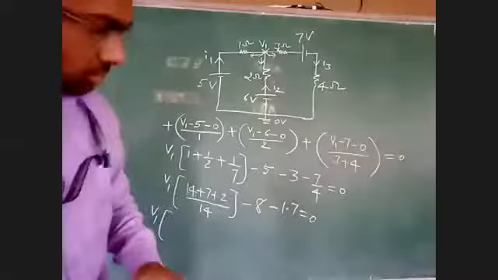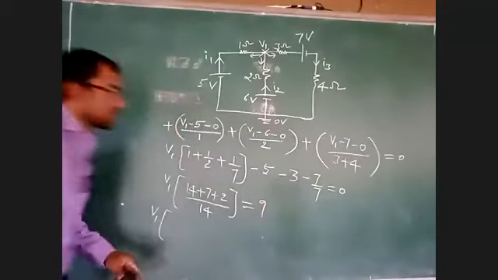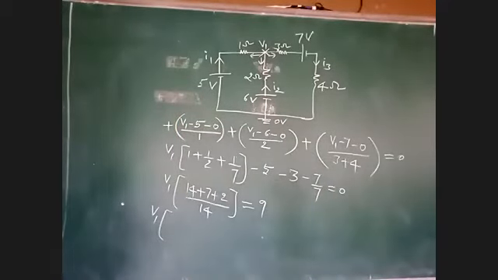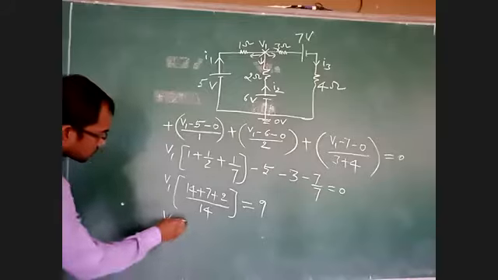7 by 7 also, how much? 7 by 7 is 1. That means minus 8 minus 1, minus 9. The minus 9 comes to the right-hand side. Now simplify and tell me V1. 5.4, sir.